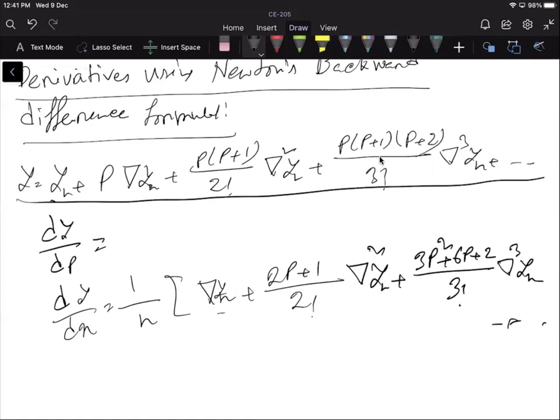For central difference interpolation, if you have data in the central range, a very common equation is Stirling's formula. If you take the first derivative of Stirling's formula with respect to p, it will give you a very complex function, with very complex calculations.